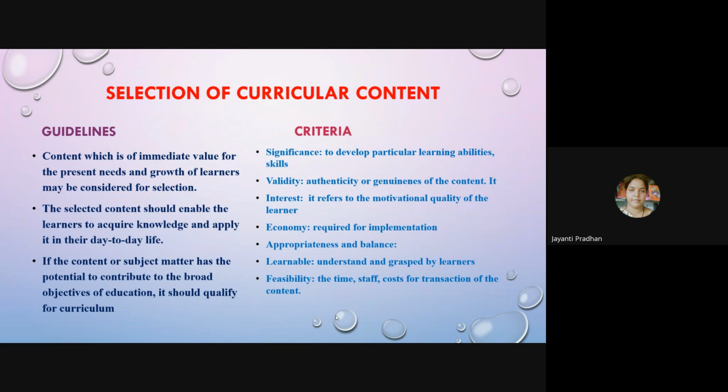First thing is that it must be significant. It must be significant to develop particular learning abilities and skills. Then it must be authentic and genuine. The value that is known as your validity. That means what content we want to deliver, or what material or what learning point we want to introduce at that particular level.